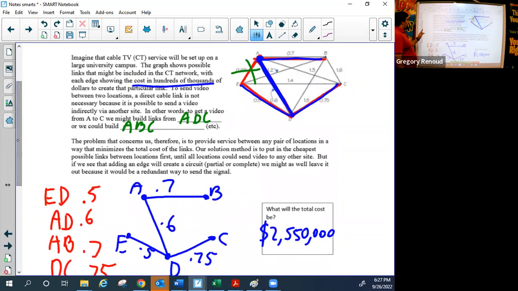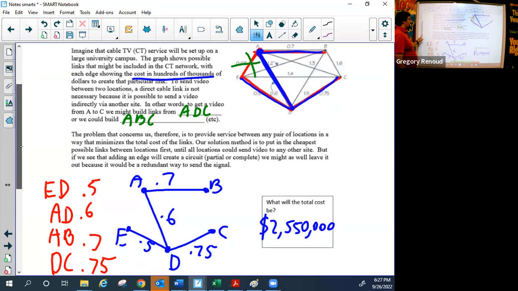$2,550,000 to create this internet company's situation here where they could get internet to everybody.